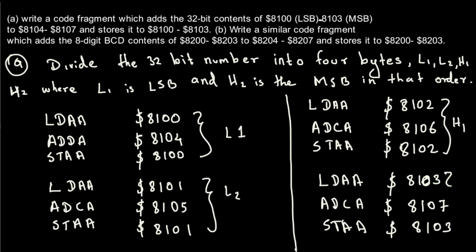Okay, so this is H2, and let's double check the range. This one, 8100 to 8103, so we take care of that range. 8100, 8101, 102, 103, and the adding part is 104 to 107 range, 104, 105, 106, 107, and the storing part is 100 to 103 range, 100, 101, 102, 103. We take care of all of them, and that's it for this code.